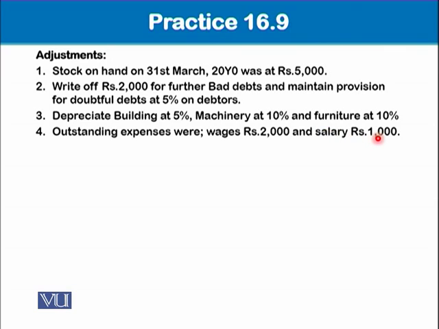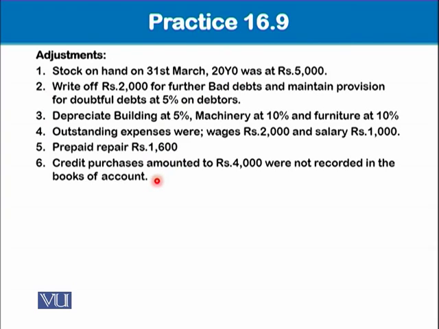For salaries 1,000, it will be taken in the expenses, salary, and a liability in the balance sheet. Then prepaid repair is 1,600. It will be subtracted from the repair expense and will be taken to the balance sheet asset. Okay, so keep marking ILO along with these 1, 2, 3, 4, 5. And sixth one is there is an adjustment required in purchases for 4,000 were not recorded in the books of accounts. So it will be added in purchases and will be taken to the creditors as a liability. We have not recorded these credit purchases.